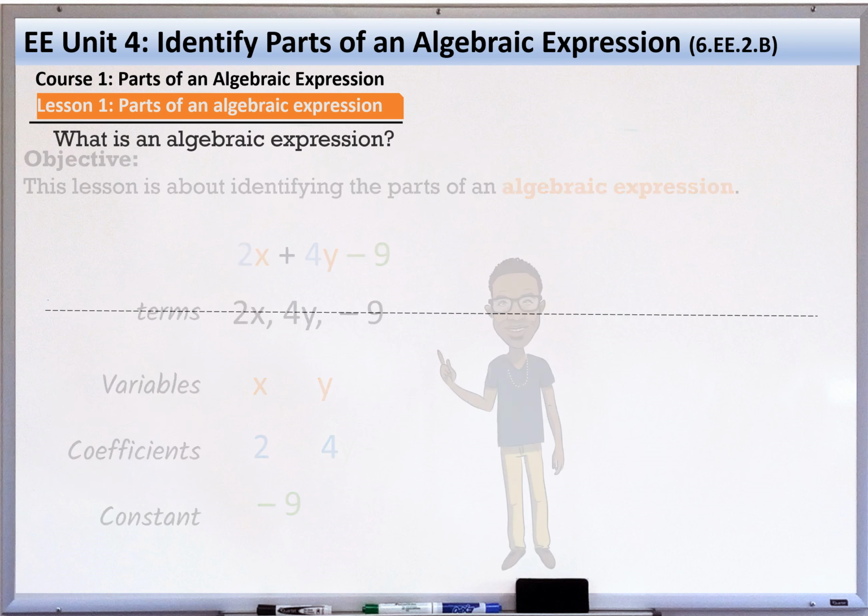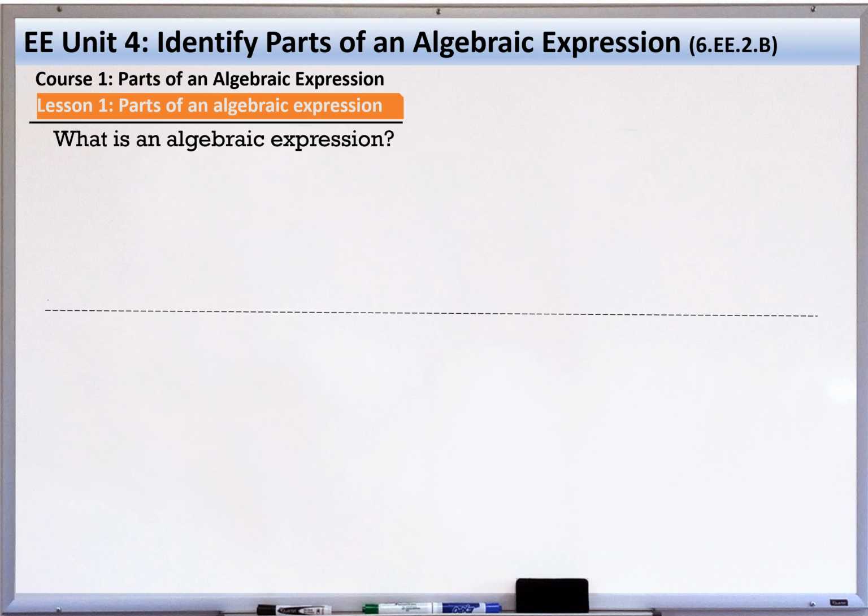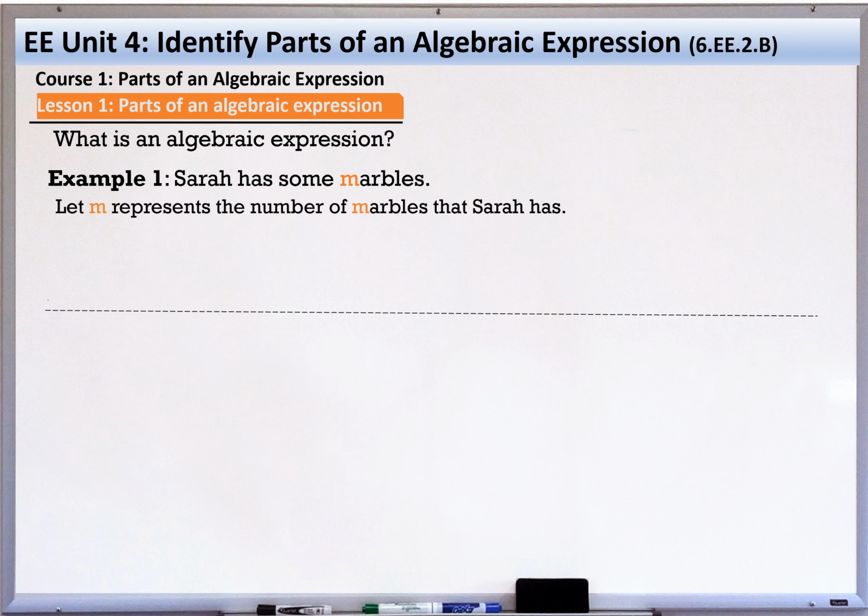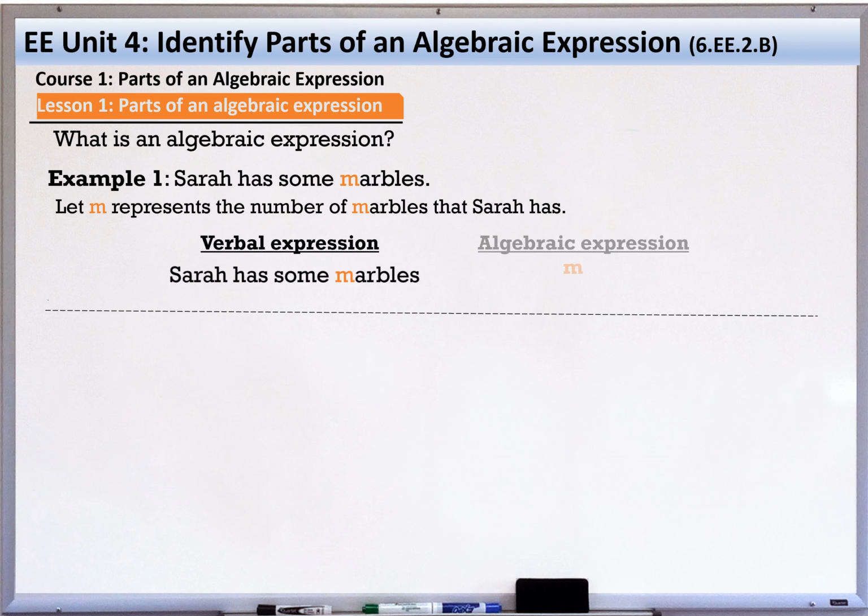Let's get started. All right, so what is an algebraic expression? This is going to be a quick review. For example, Sarah has some marbles. So we let M represent the number of marbles that Sarah has. Our verbal expression is Sarah has some marbles. We can say that M is our algebraic expression.